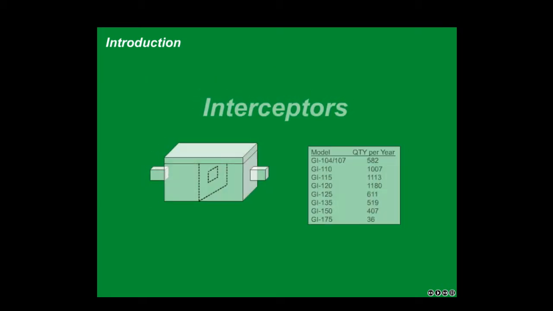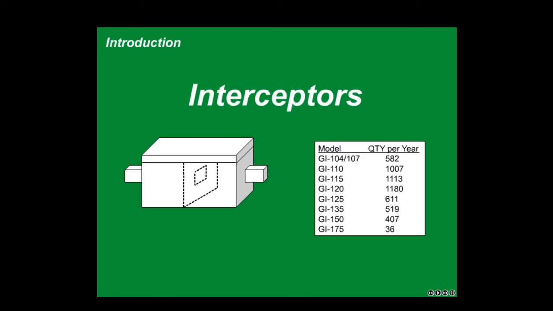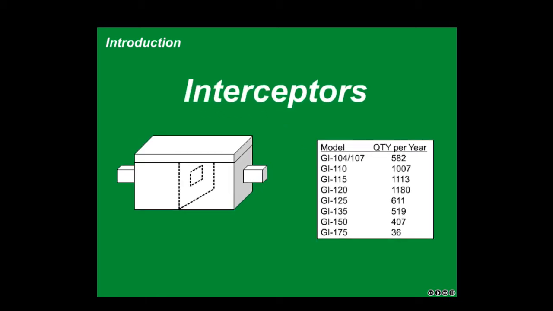In this tutorial, we will examine what it takes to staff and balance the cell that makes the interceptor family of parts. There are 8 models of interceptors with varying annual demands as shown in the table below. The GI-104 and the GI-107 have identical processing, so we will group them as one equivalent model. Therefore, we will develop a cell to process 8 unique models with the listed customer demands for each.